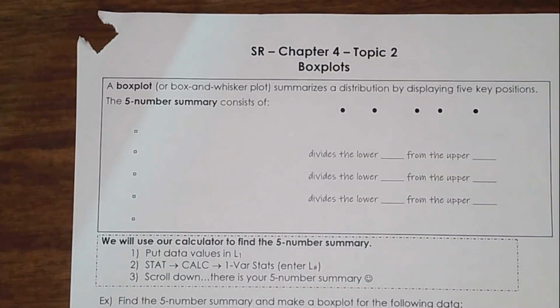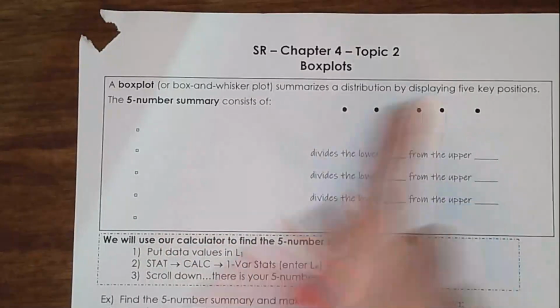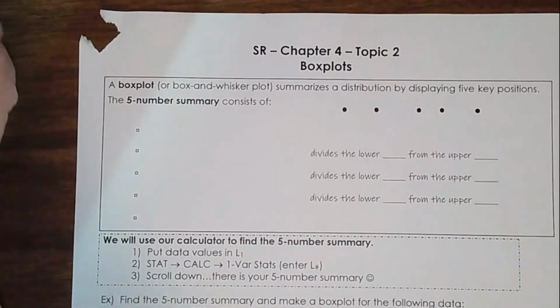Okay, here we go. So today is all about boxplots, which is another way to graph numerical variables. So a boxplot, which you guys may know from middle school or prior to this class as a box and whisker plot, summarizes the distribution with 5 key points. We call this a 5-number summary.